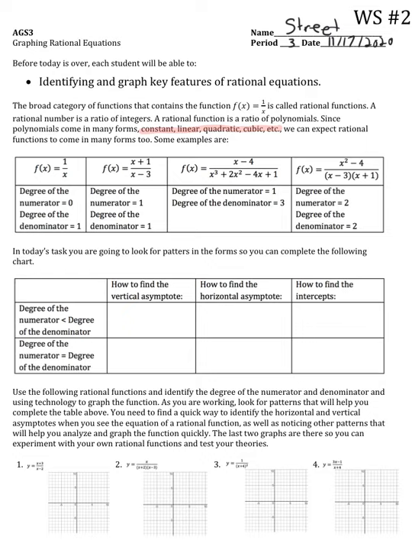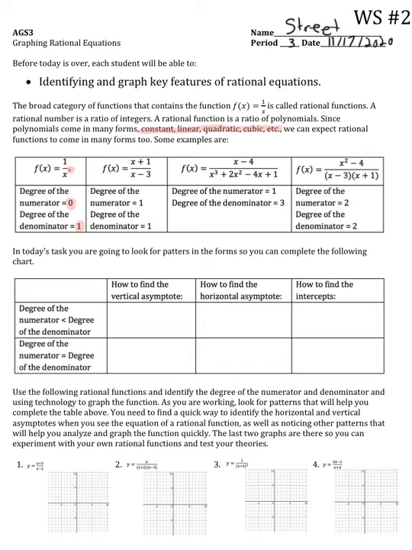And what we have to be able to do is identify the degree of the numerator versus the degree of the denominator. So like this first example, we have an x to the first power in the denominator. So that's why the denominator is degree 1. In the numerator, there's no x in there, so that's a degree 0. So we'd be saying the numerator is degree 0, the denominator is degree 1.